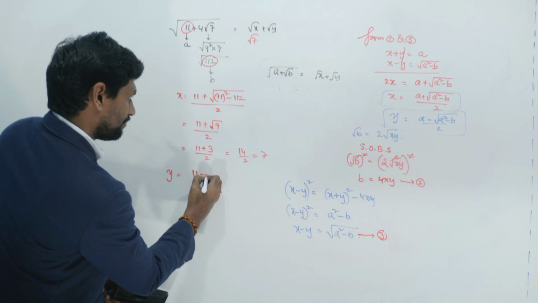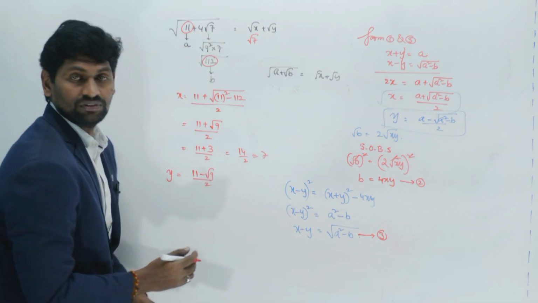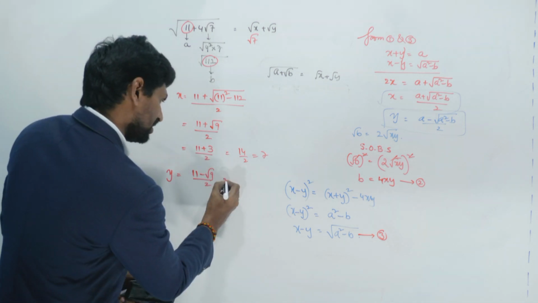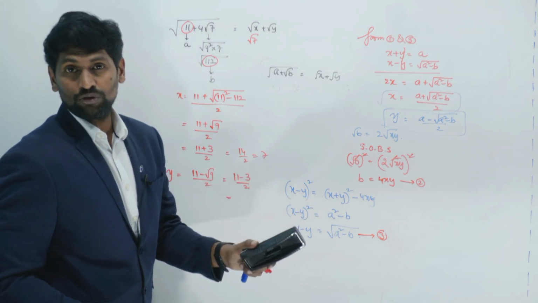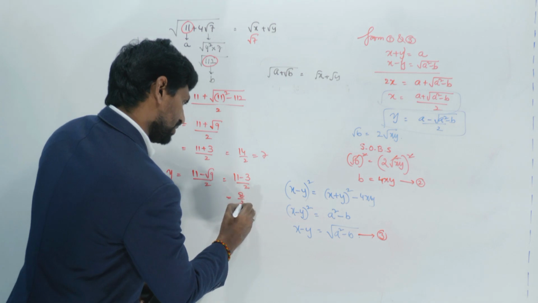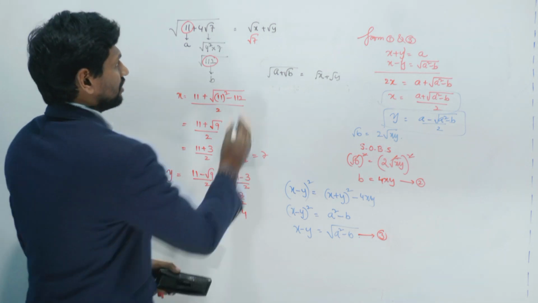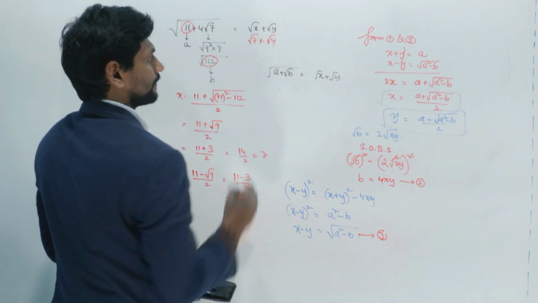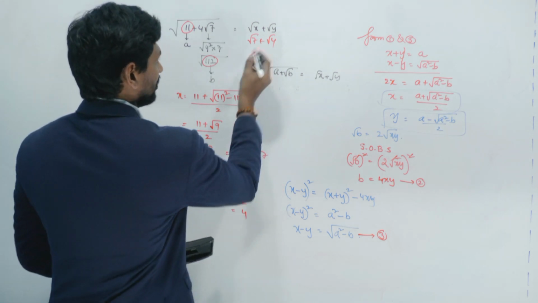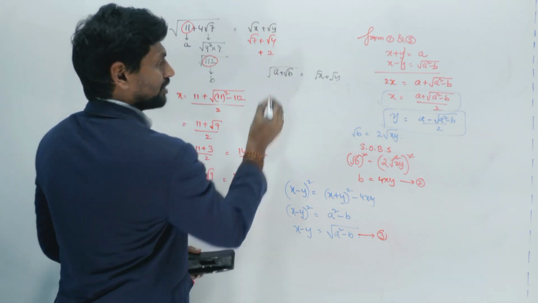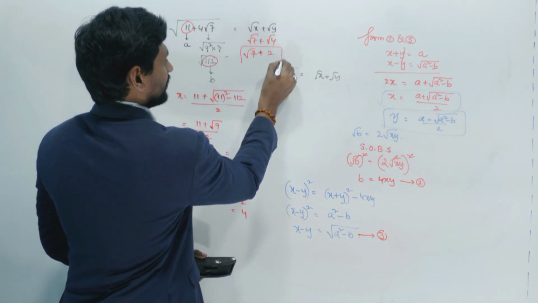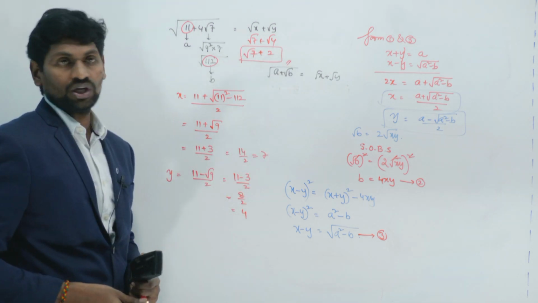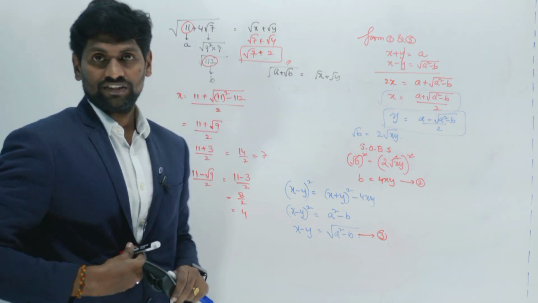At last, (11 minus root 9) by 2 will come. That is (11 minus 3) by 2. 11 minus 3, how much? 8. 8 by 2 value is 4. That means root 4. Root 7 plus root 4. Or again, root 4 is a square number, we can write 2. 2 plus root 7, or root 7 plus 2. This is the answer: square root of 11 plus 4 root 7.